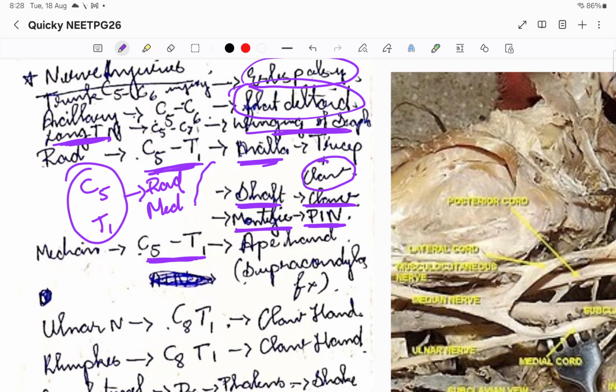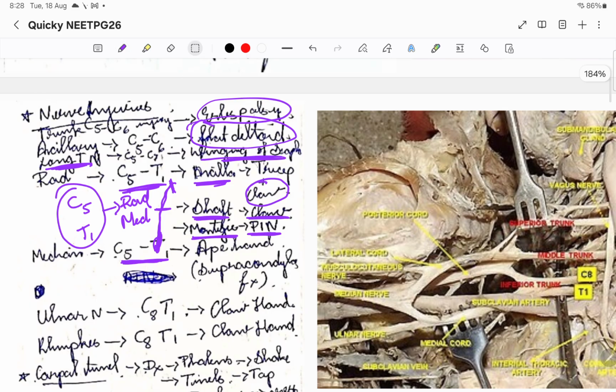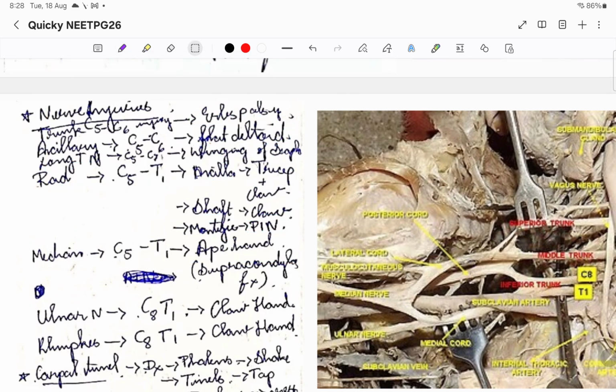When the radial nerve is following the tract, right? If it is going to get damaged in the axilla, we are going to get claw hand. If it is in the shaft, we are going to get claw hand. I'll tell you what this Monteggia fracture and Galeazzi fracture are when we are discussing orthopedics. But for now, all you need to remember is if the Monteggia fracture is there, then PIN. You just remember the site at which the damage is going to happen for PIN.